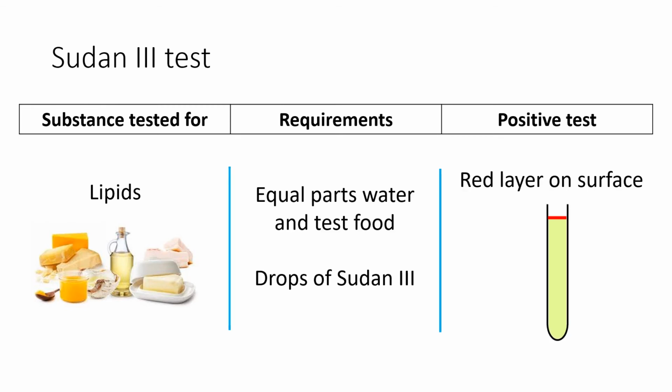The second test that involves lipids is called the Sudan III test. And in a Sudan III test, we get equal parts of water and the test substance. And we just simply add in a few drops of Sudan III. And if we have a lipid present, we will have a red layer on the surface of the water.